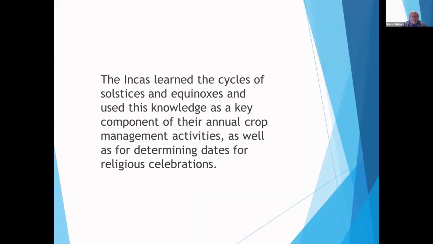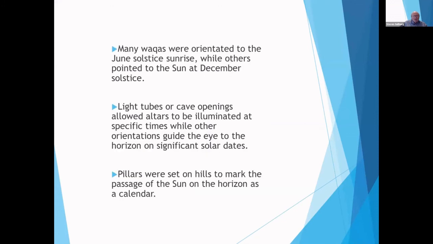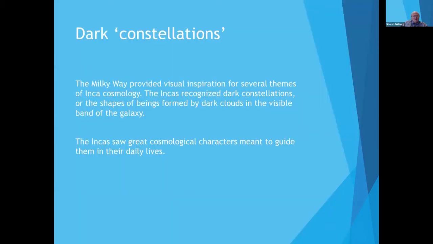The Incas learned the cycles of solstices and equinoxes, and used that knowledge for crop management and religious festivals. Many of their wakas, or shrines, are oriented for the June solstice sunrise and others for the December solstice sunrise. And there are light tubes and caves and such that are also oriented with solar effects. And pillars were set on hills to mark the passage of the sun, so they knew exactly what date they were looking for.